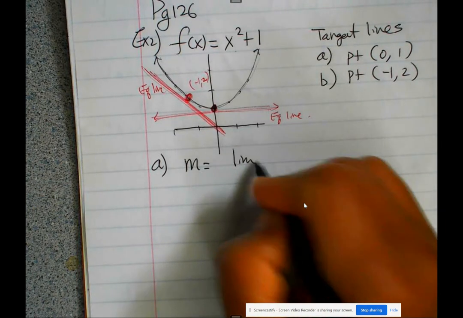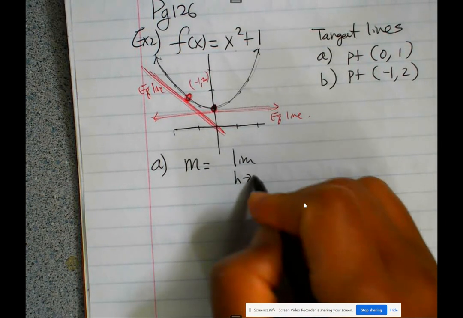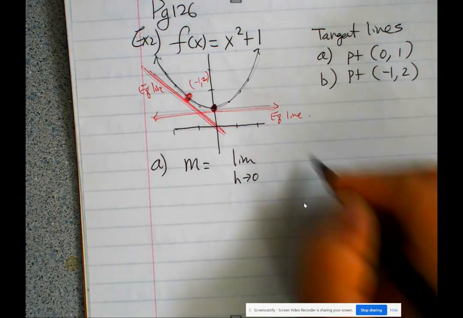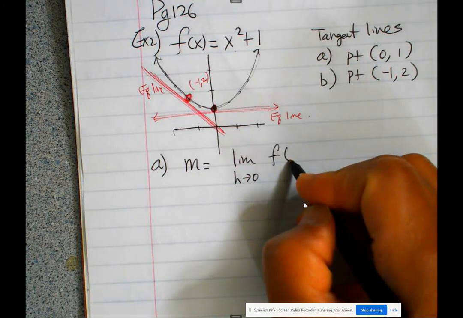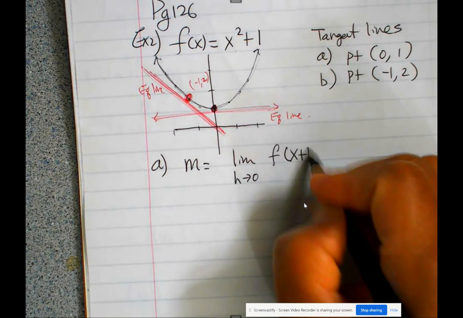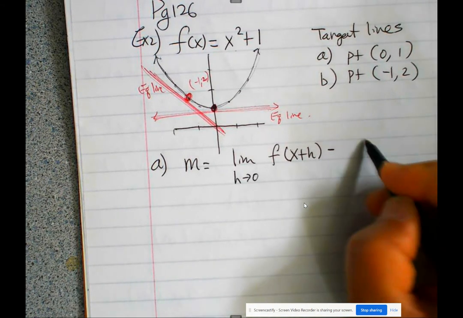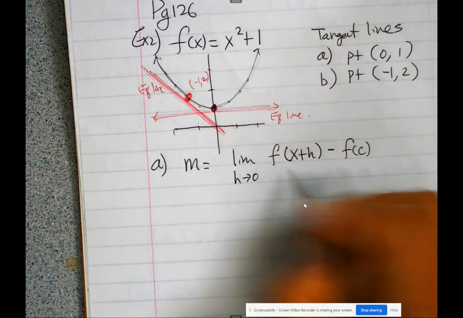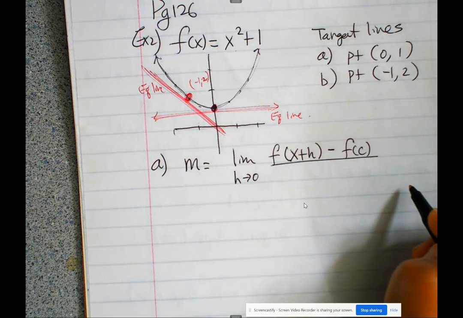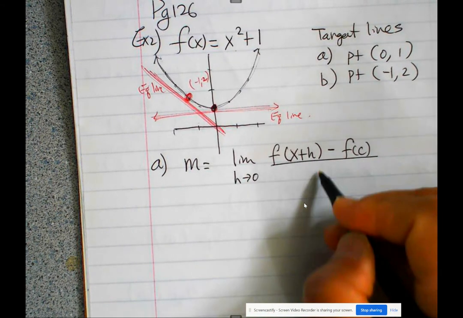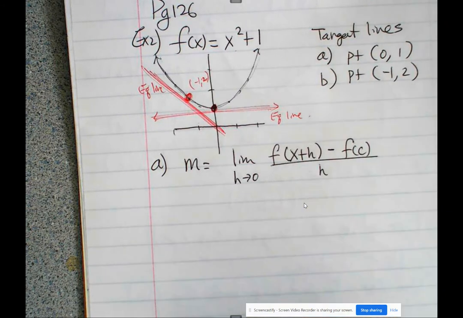Limit as h goes to 0, f of x plus h minus f of c, all over h. Are we good? Yes.